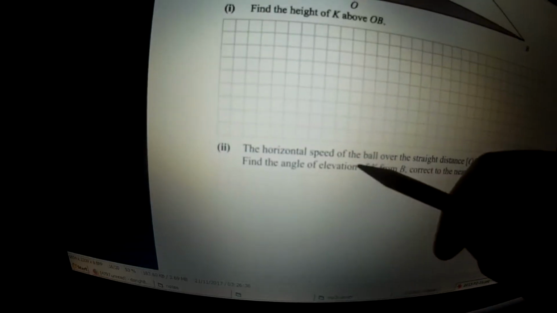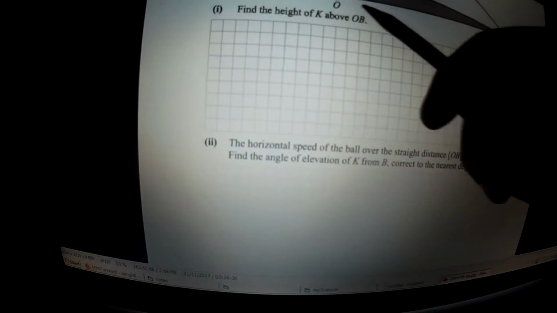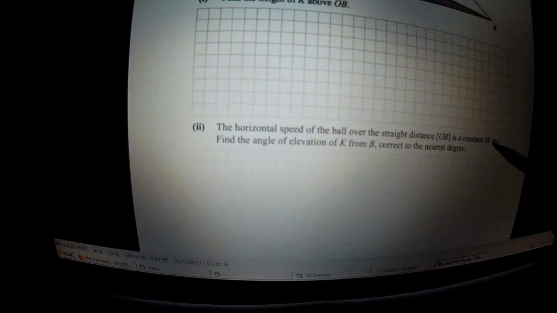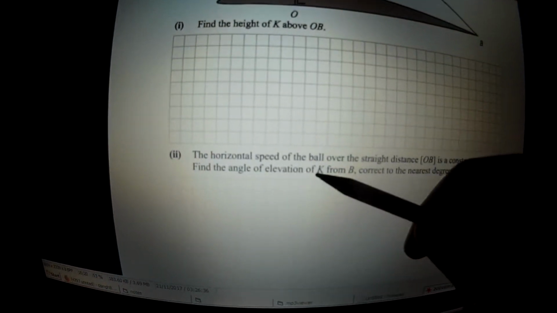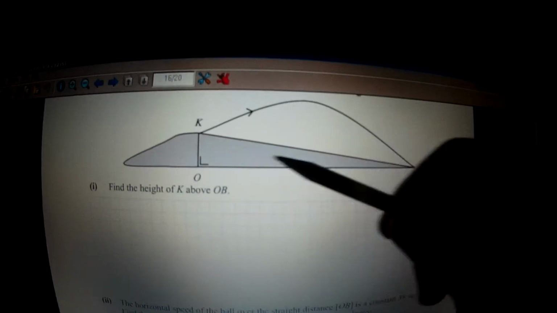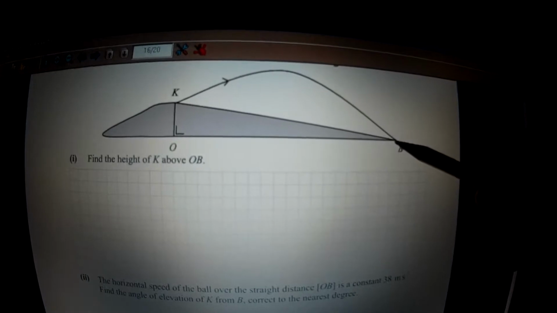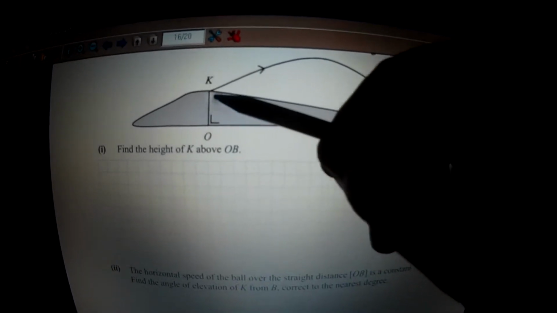Then it asks for the horizontal speed of the ball over the straight distance OB, which is a constant 38 meters per second. Find the angle of elevation of K from B, correct to the nearest degree. So the angle of elevation of K from B is, you're at B, and you're looking at K.